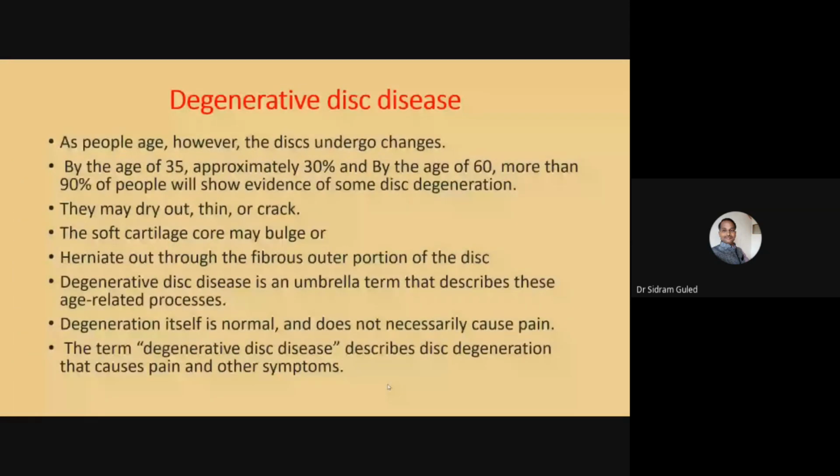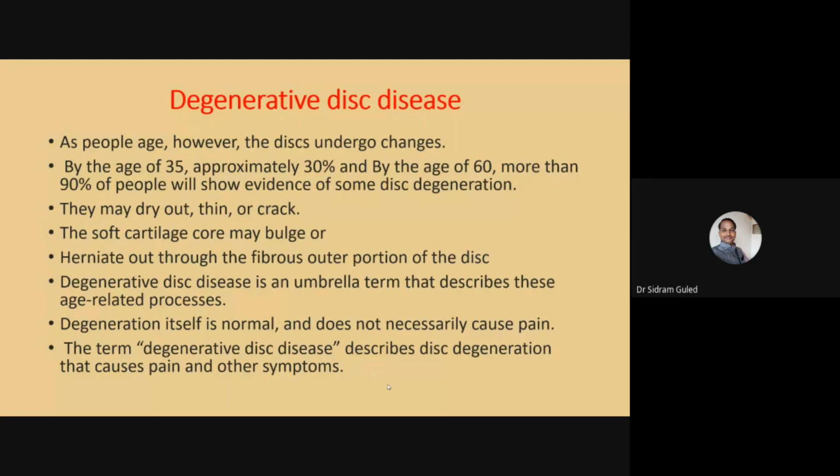The other disease is degenerative disc disease. The degenerative condition of the disc may not be problematic, but when it takes the form of disc disease, it will be a problem. Above the age of 16, 90% of people will show evidence of some disc degeneration. The disc will dry out, thin, and crack. The soft cartilage core will bulge out, and may herniate through the fibrous outer portion of the disc. When the fibrous outer portion is torn, the middle, jelly-like nucleus will herniate through the fibrous outer core.